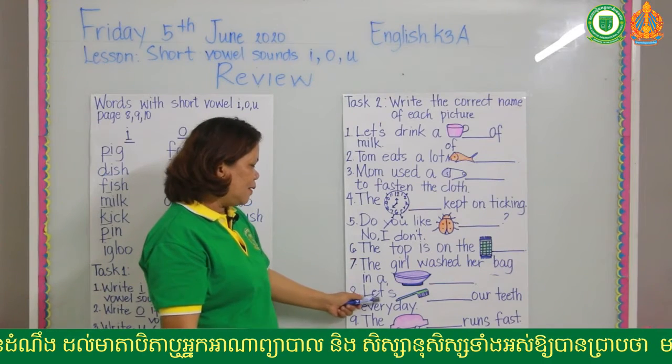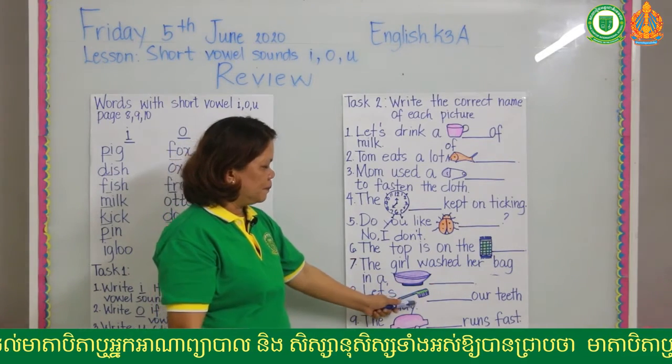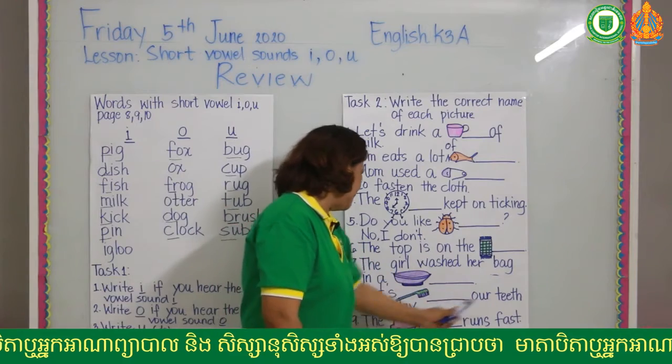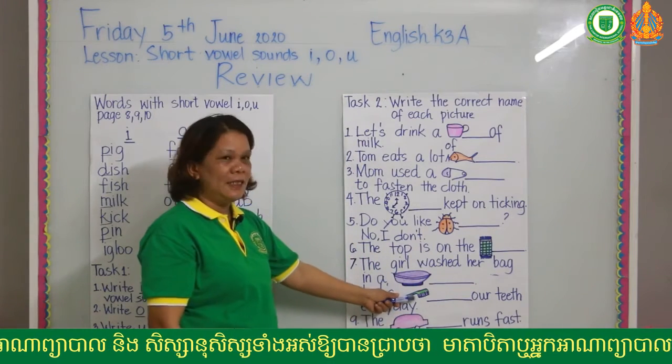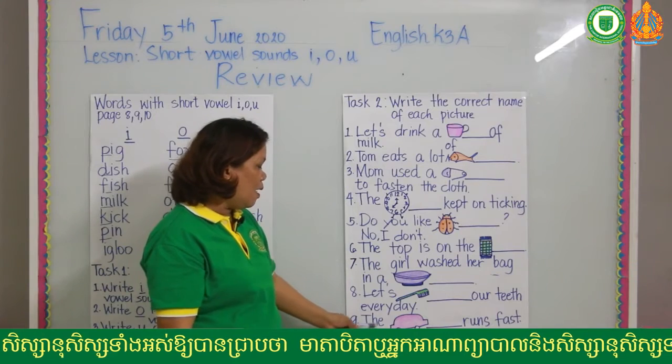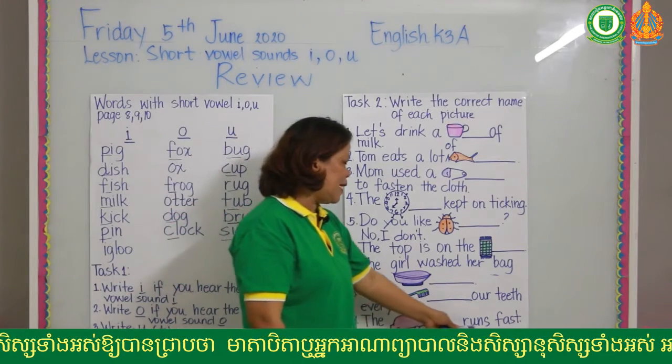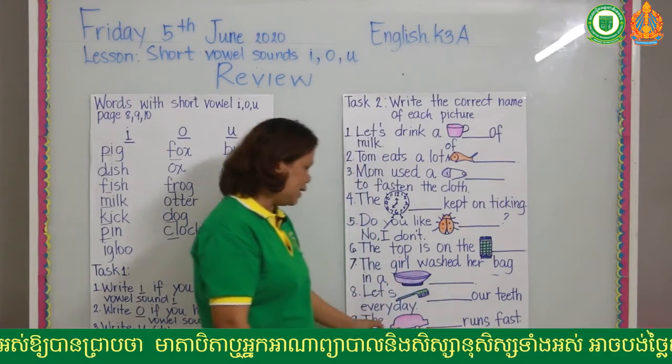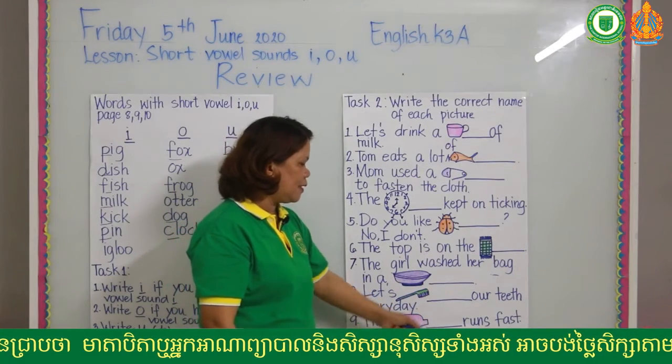Number 8, let's blank our teeth every day. What's the name of this? Right here. Number 9, the blank runs fast. What's the name of this? We're going to write here.